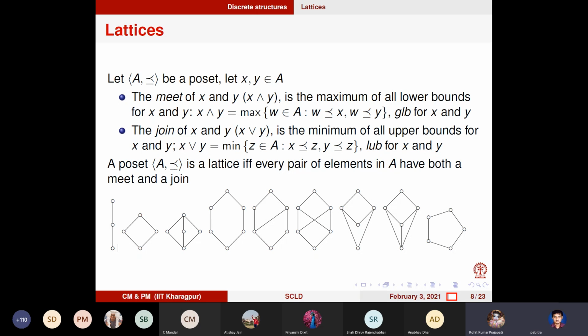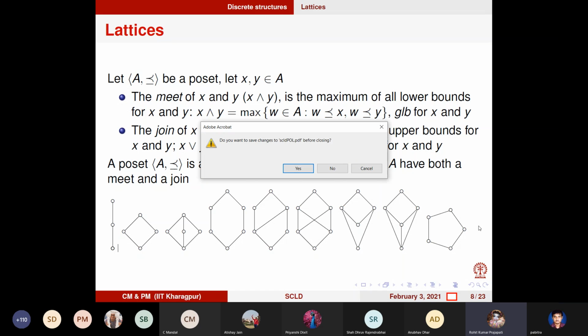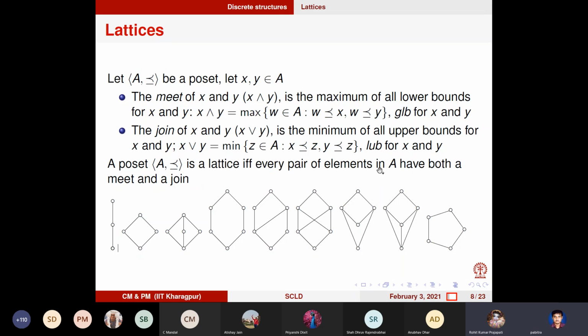3 is lower than 4, but it is not lower than 5. Okay. It's lower than 4, but it's not comparable to 5. It's not lower than 5. So only 1 and 2. Only 1 and 2 is the lower bound set, and 2 is the maximum among that.